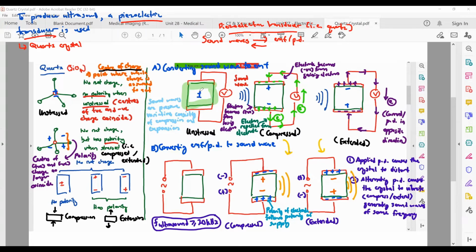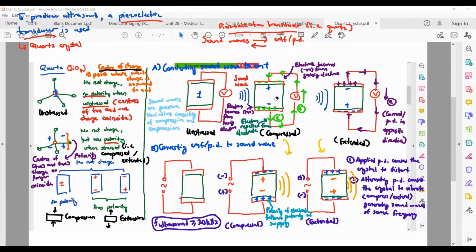Now, for this quartz crystal, what I do is coat the opposing faces of the quartz crystal with some sort of metal, some sort of electrode. Normally, we will coat it with, say, silver, argentum. Once we have coated the opposing faces of the quartz crystal with metal electrodes, we connect it to a voltmeter, say, or an ammeter. Now, this is the crystal when it is unstressed. You have no polarity. But what happens when you compress and extend it?